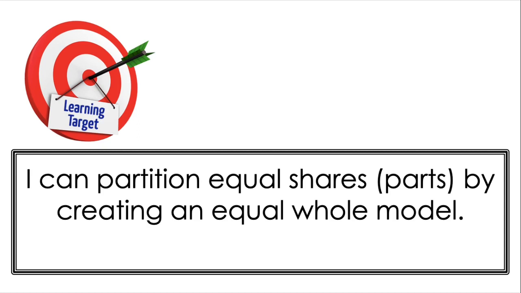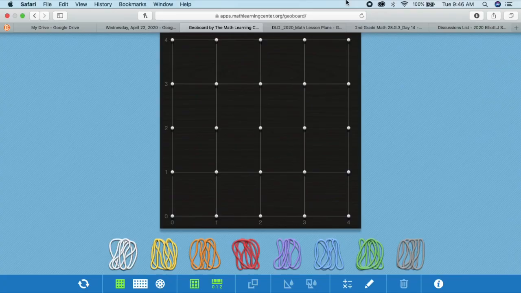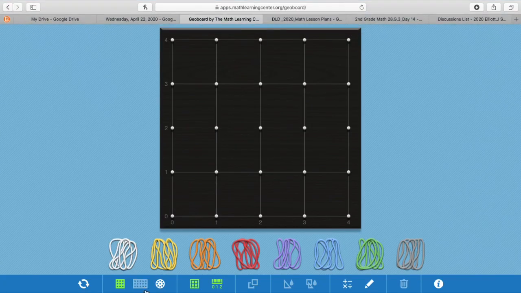Our I can statement for today is I can partition equal shares or parts by creating an equal whole model. Let's look at the I do. It says Mrs. Despot plans to divide her rose garden into thirds. Which model shows how Mrs. Despot could divide it into thirds?